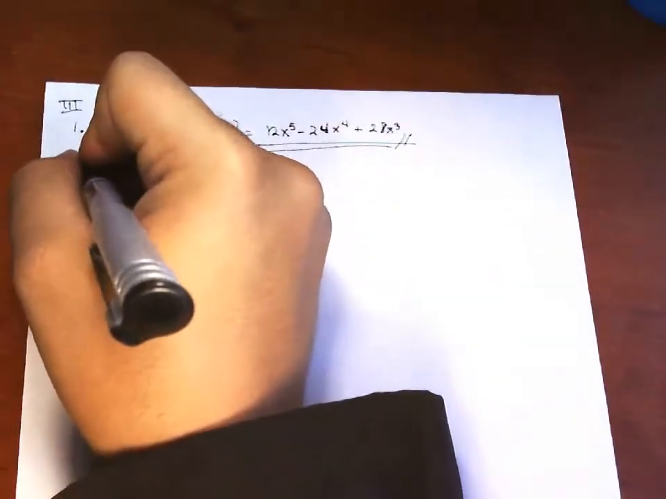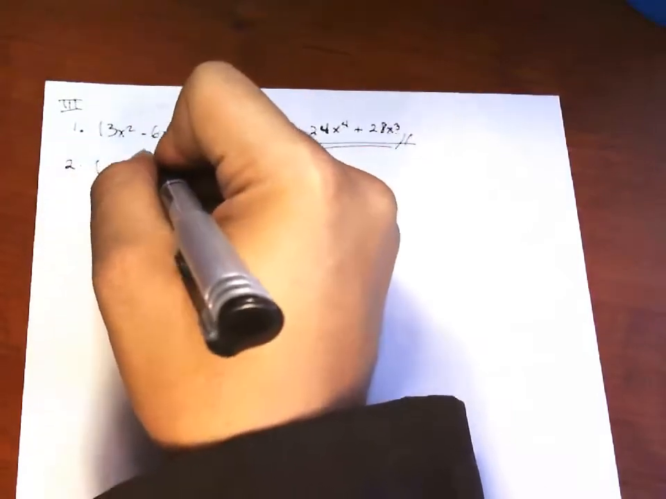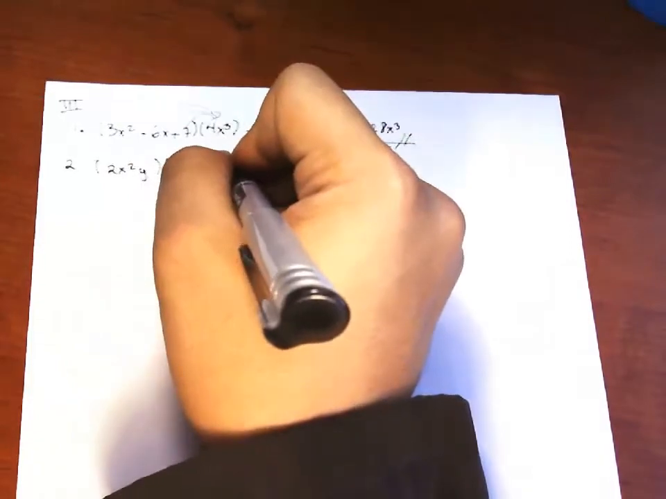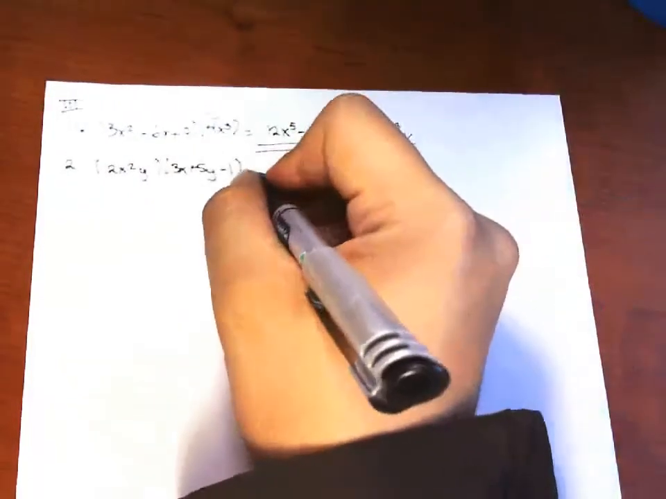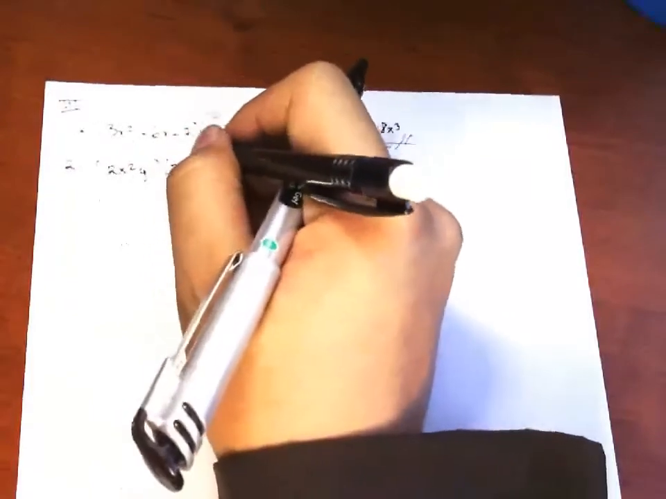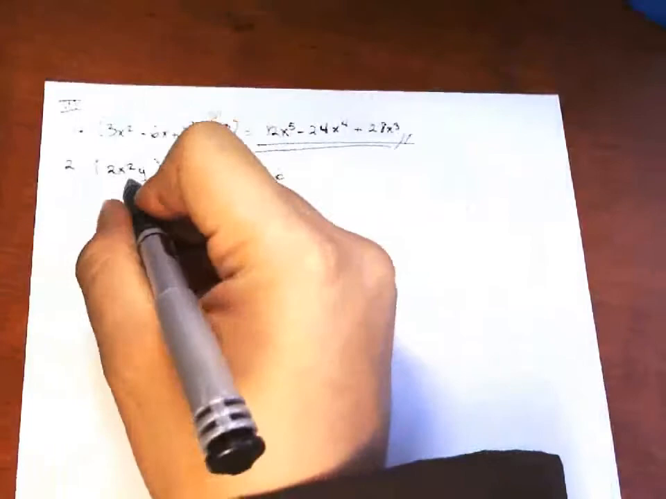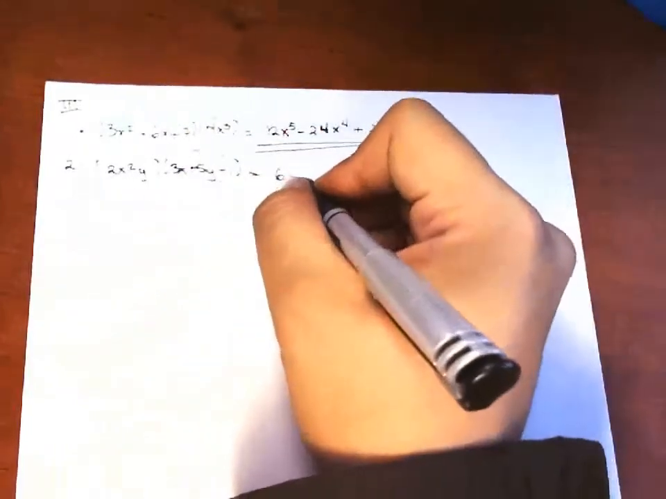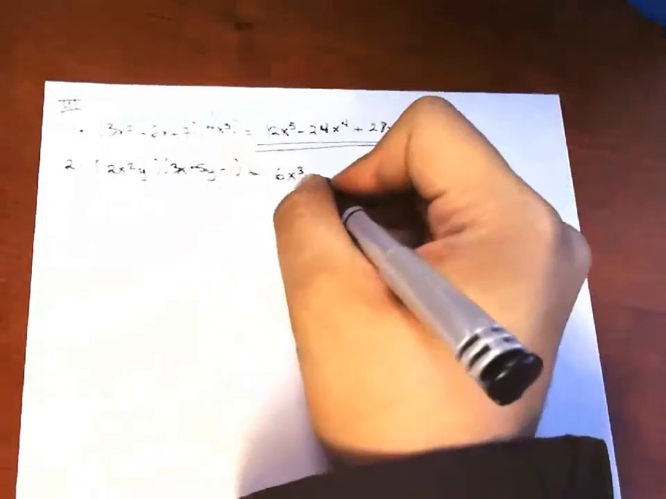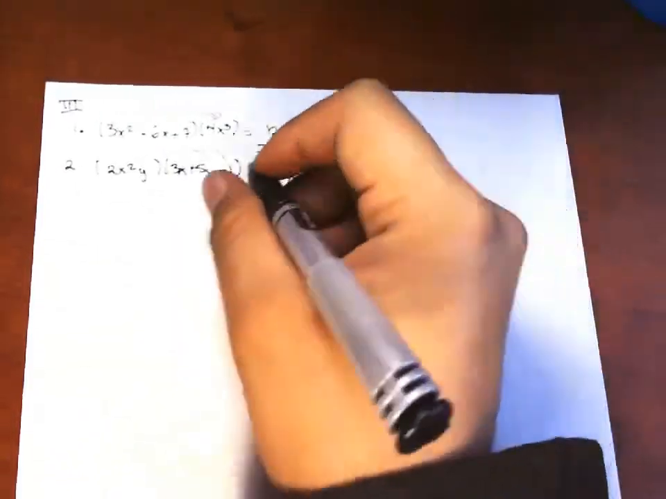Continuamos con el número 2. Tenemos 2x cuadrada que multiplica a 3x más 5y menos 1. Ok, volvemos a aplicar distributividad. Este por este, por este y este por este. 2 por 3, 6. X cuadrada por x, se suman exponentes, x a la 3. Y aquí no hay y, entonces se queda y a la 1, lo mismo que decir y.